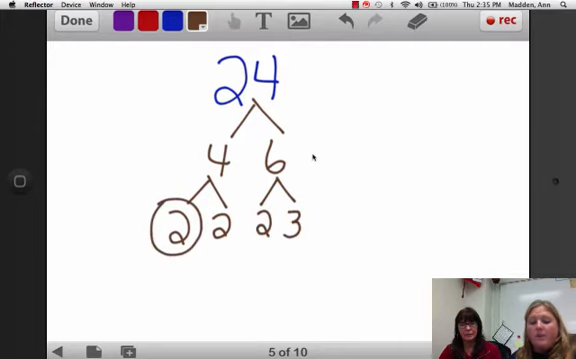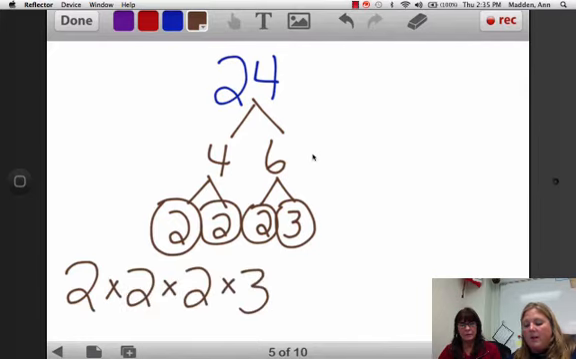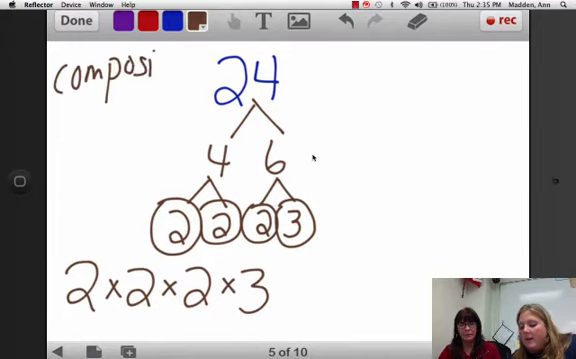2 is a prime number. This is my prime factorization, so I'm trying to find prime numbers. 2 is a prime number. 2 is a prime number. And 3 is a prime number. So my prime factorization is 2 times 2 times 2 times 3. Because I have all of those numbers down there, I know that this number is composite.